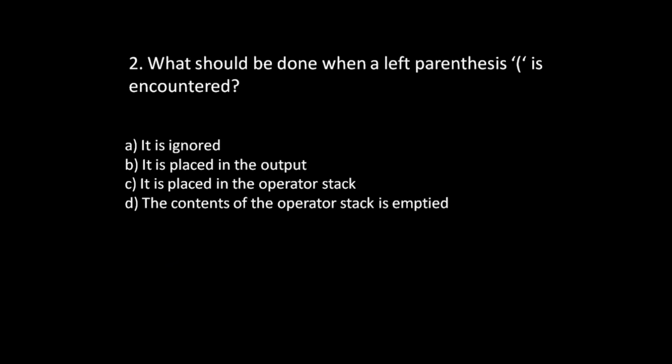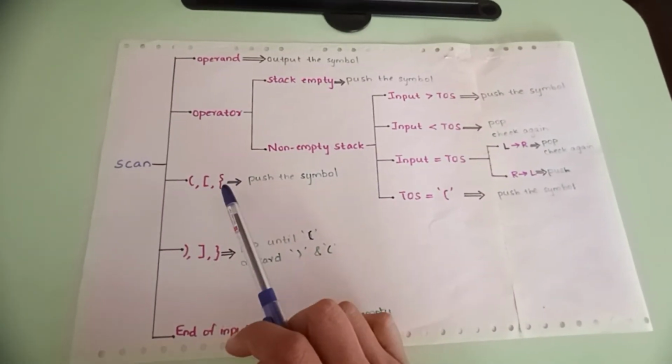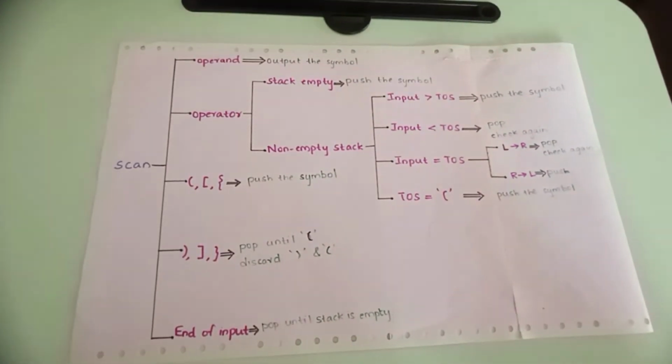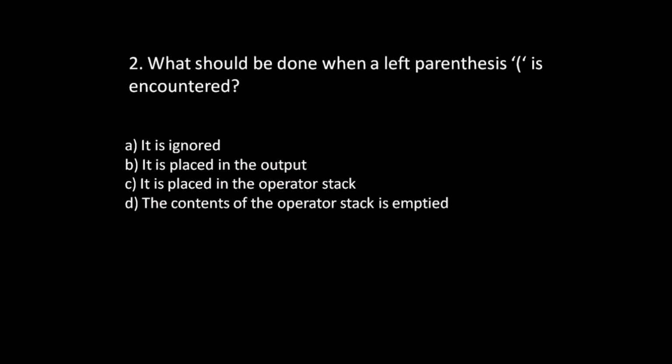We'll see the next question. What should be done when a left parenthesis is encountered? This also we have seen in the chart. Let's check the chart. When you encounter a left parenthesis, we'll push the symbol. Push the symbol means we are pushing it into the stack, or placing it into the stack. Now let's check the options. It is option C. It is placed in the operator stack.